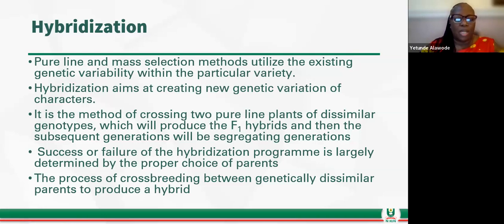So we have a pure line that has the TT genotype, capital T, and another pure line that has the small t genotype, and you cross them together. You get a hybrid, F1, which is capital T and small t. The success or failure of a hybridization program is determined largely by the choice of your parents. And like I said, you are crossbreeding genetically dissimilar parents to produce a hybrid.